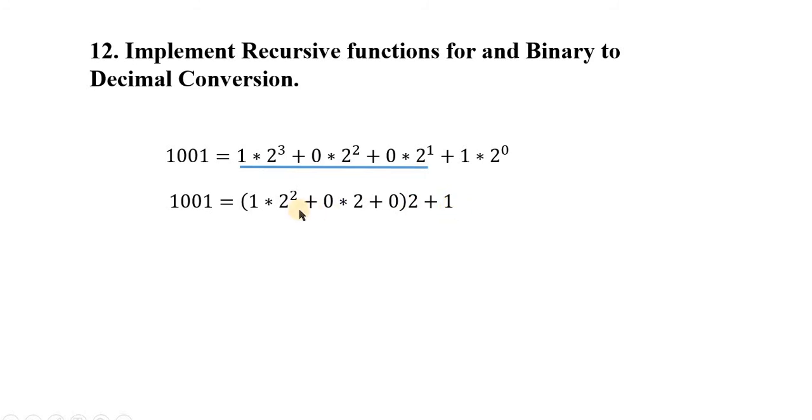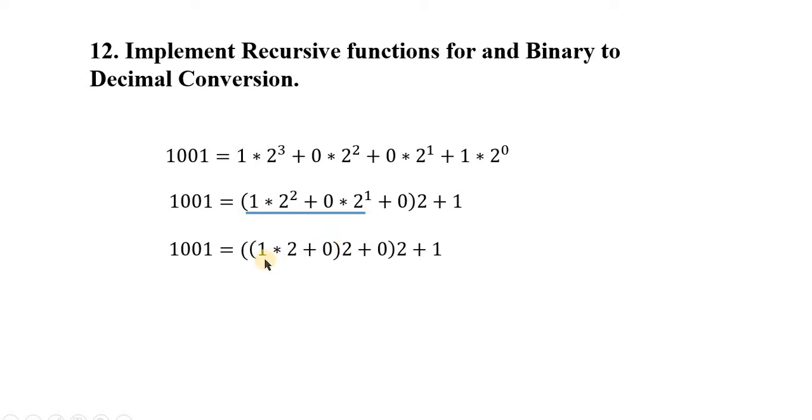Now I'll reduce this equation further. I'll take these two terms and take 2 as the common term, therefore producing 1 into 2 plus 0, into 2 plus 0, into 2 plus 1. So as we can see, I have rewritten this expression into this. In each step of this expression, I have extracted the rightmost digit and I have multiplied the rest with 2.